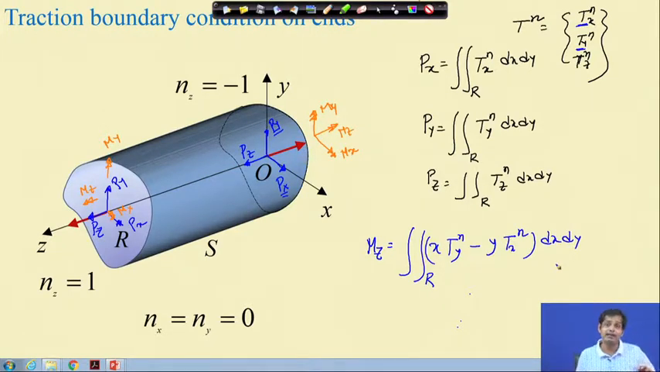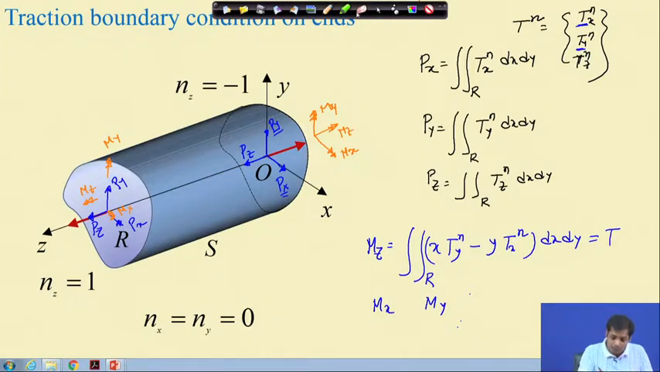Now, if there is an externally applied torque at the considered end, T, then this has to be equal to T. In a similar way, we can write the expressions for mx and my.